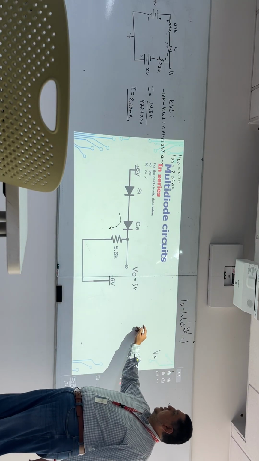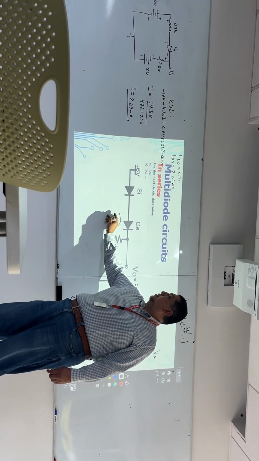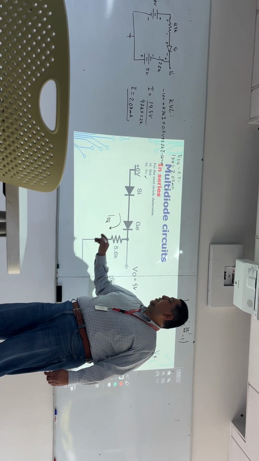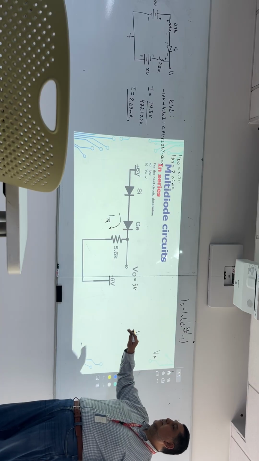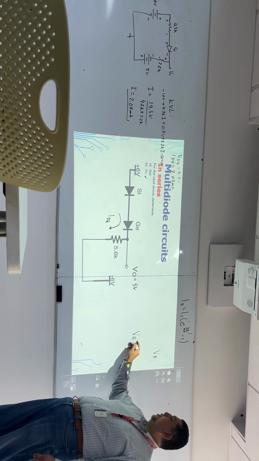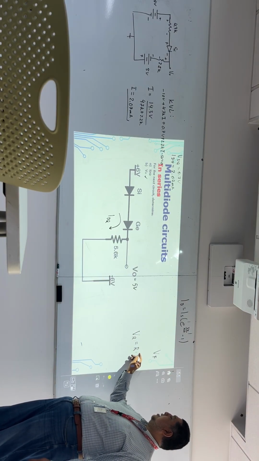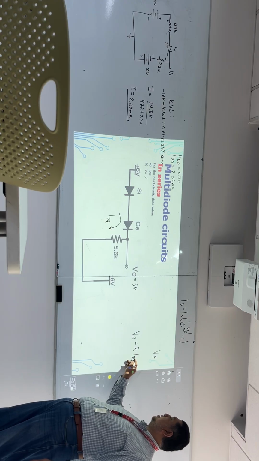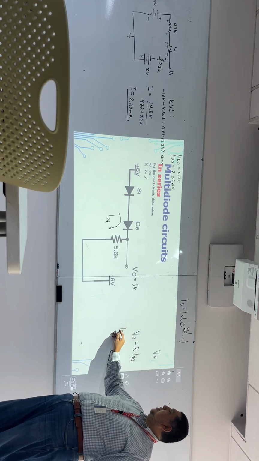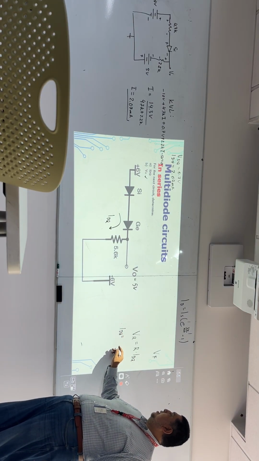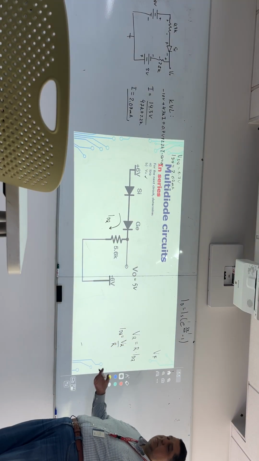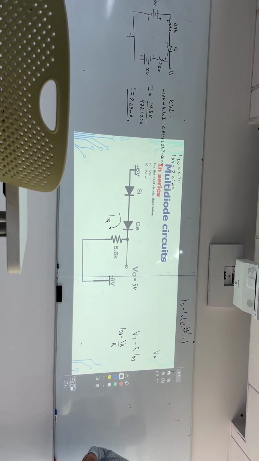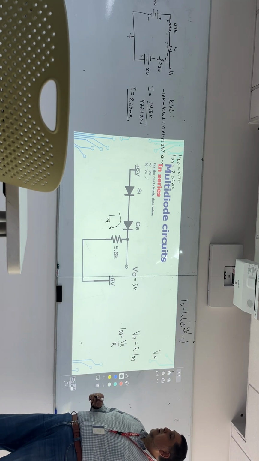If I want to get IDQ, basically, this is a single mesh, so this is IDQ. Again, VR, I have a single resistor, so VR is R times IDQ, because that's the same current. So IDQ is VR divided by R. So this is the only equation that you need to use. So now, how can I get VR?